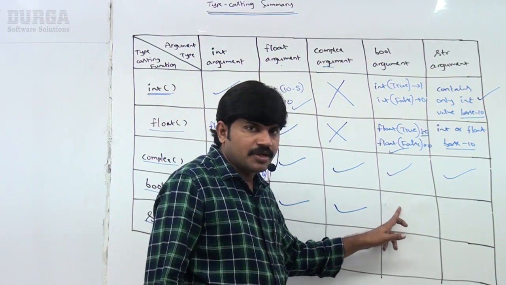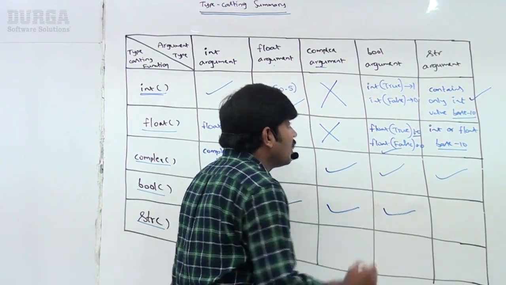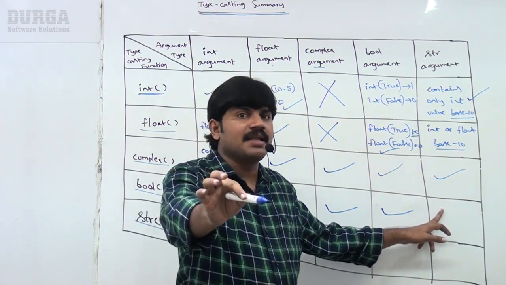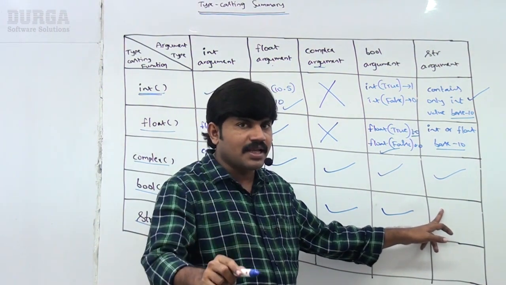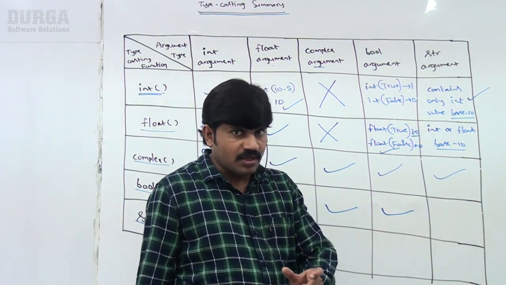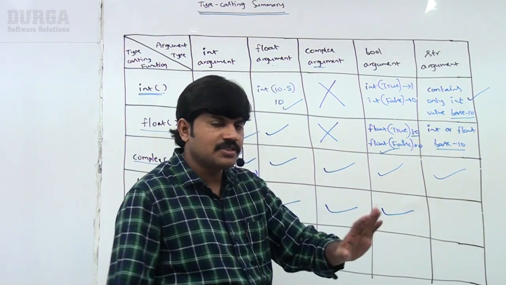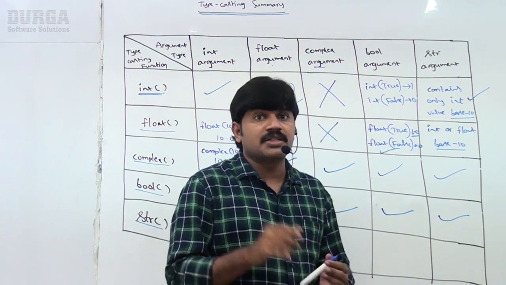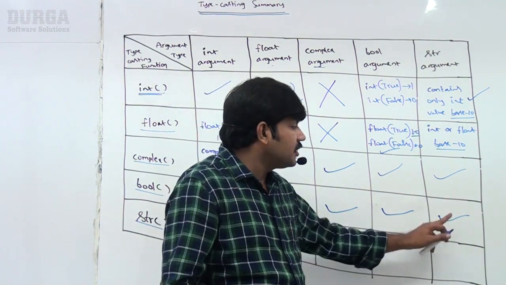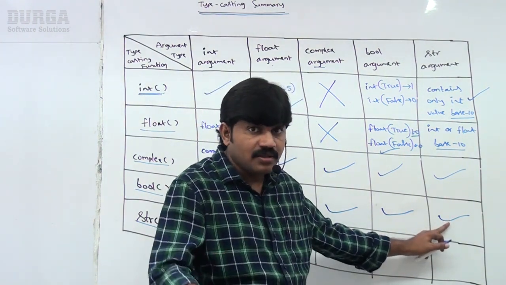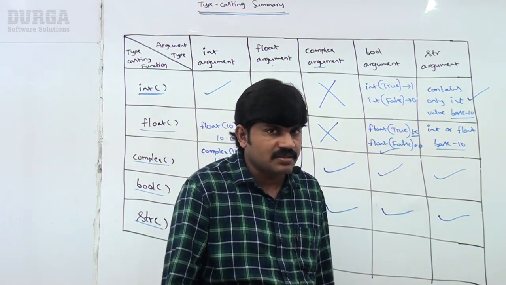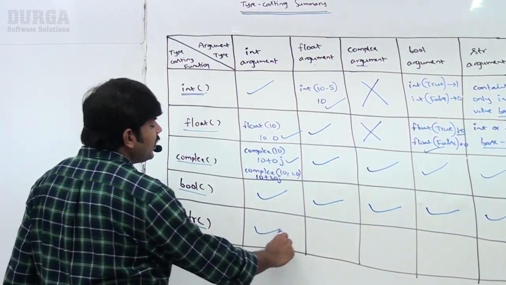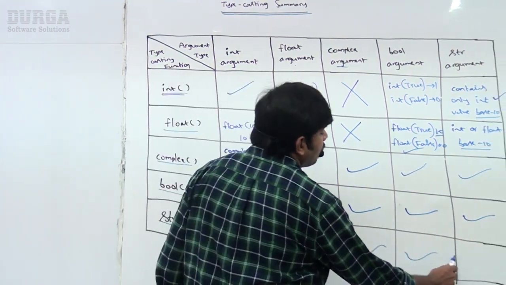Next, bool argument. Bool to bool, no problem at all. Next, string arguments. If the string is empty, then it is false. Non-empty is always true. Remember this, a very, very important point. If the string argument is an empty string, it is always considered false. A non-empty string is always considered true. Next, str. You can convert any type to str, no problem at all.